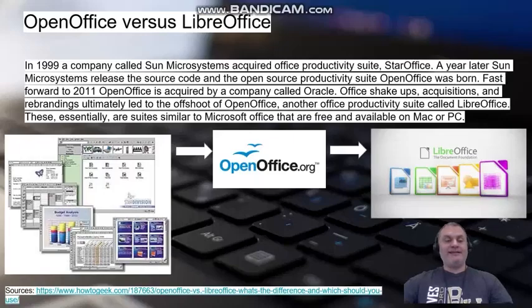In 1999, a company called Sun Microsystems acquired an office productivity suite called Star Office, and a year later, Sun Microsystems released the source code, and the open source productivity suite, OpenOffice, was born. Now fast forward to 2011, OpenOffice is acquired by a company called Oracle. There are office shakeups, acquisitions, and rebrandings, and ultimately that led to the offshoot of OpenOffice, another office productivity suite called LibreOffice. These are essentially suites similar to Microsoft Office that are free and available on a Mac or PC.